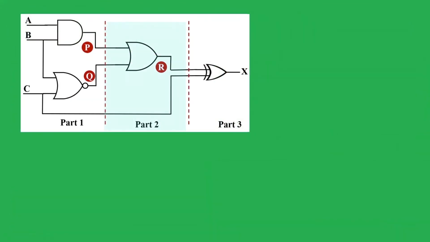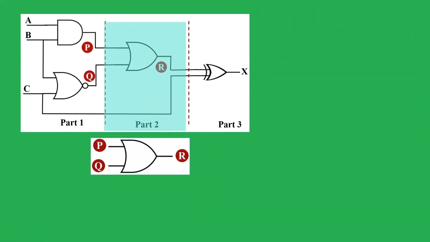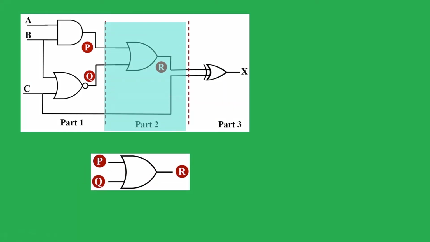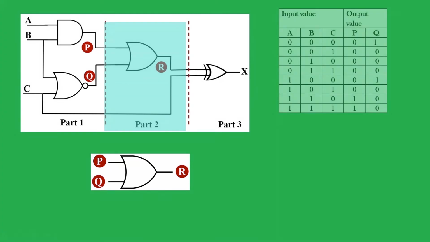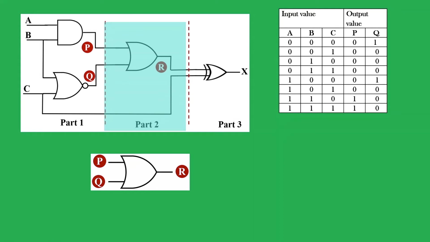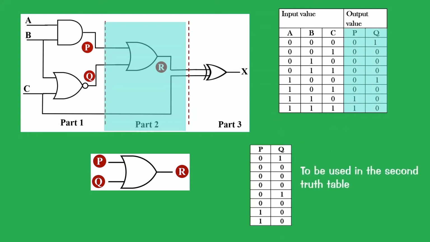Now, viewers, the second part of the logic circuit has P and Q as inputs and the intermediate output R. Let's continue to the second part of our circuit to create a truth table for P and Q. Before we continue, note that even though there are only 2 inputs to the logic gate, we have generated 8 binary values in the first part, and these must all be used in the second truth table too.